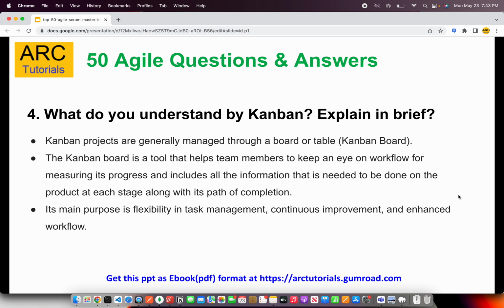where a board or a table is used. So you have different columns like in progress, to do, and then completed, review, done, etc. You move the tickets accordingly. The main purpose is flexibility, continuous improvement, and enhanced workflow. Those are the advantages when you talk about Kanban.